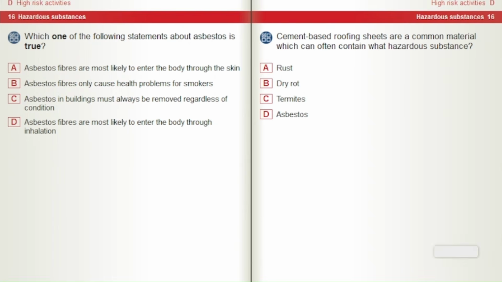Which one of the following statements about asbestos is true? Asbestos fibres are most likely to enter the body through the skin. Asbestos fibres only cause health problems for smokers. Asbestos in buildings must always be removed regardless of condition. Asbestos fibres are most likely to enter the body through inhalation.